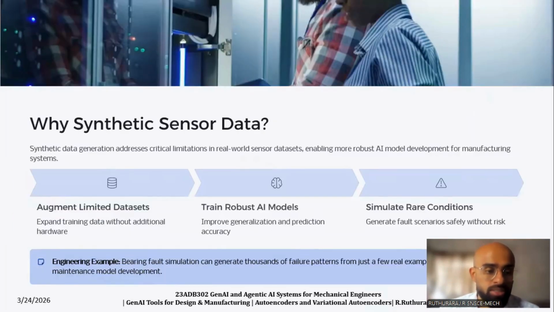So why do we need synthetic data? Synthetic data are generally used for preparation of data where we can couple it with the real data. We cannot use synthetic data alone appropriately. We need to combine it with real data to get a better output. That is how we can combine both together.